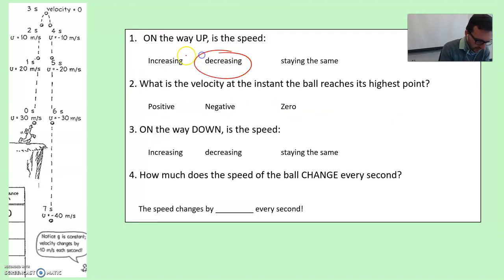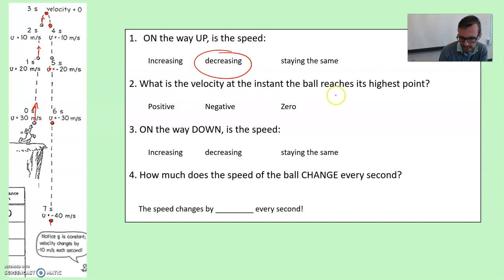All right, so it looks like this. If you throw it up here with a speed of 30, after 1 second, it's going 20. After another second, it's going 10. 10 minus 10 is 0. 0 minus 10 is negative 10, negative 20, negative 30, negative 40. So it's going to go up, and every second that goes by, it's going to change by 10 meters per second, every second that happens.